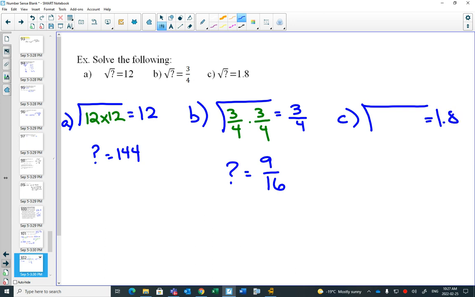And in the last one, if it's equal to 1.8, we know that inside we needed to have 1.8 times 1.8. Does anybody know 18 squared? Well, 18 squared is 324, and so the answer to this question mark is 3.24. But did you use your calculator? Yes. But 18 times 18 is 324, and then 1.8 times 1.8 would have 2 decimal places, 3.24. Nice.